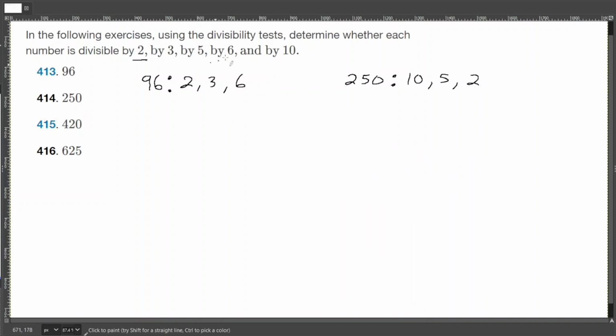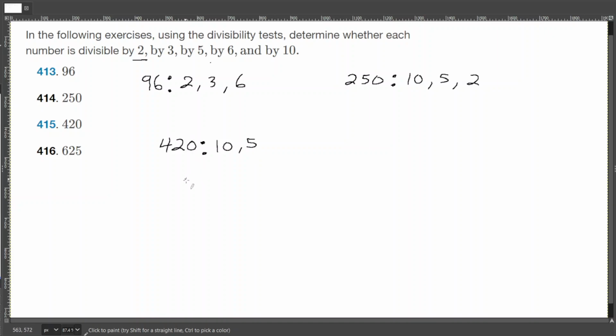Which means it's not divisible by 6, right? We would need 2 and 3 here for it to work. So these three numbers are the only divisibility. These are the factors that we could divide by. That's the divisibility check right there. So now we have on 415, 420. And hopefully you guys are starting to see, right? This will be divisible by 10 and 5 right away, off the bat, right?